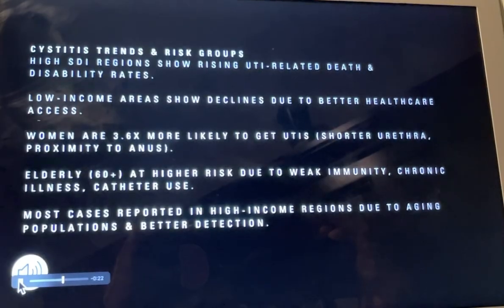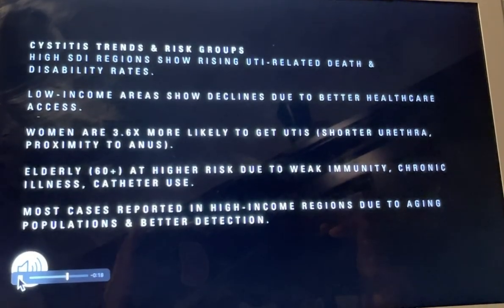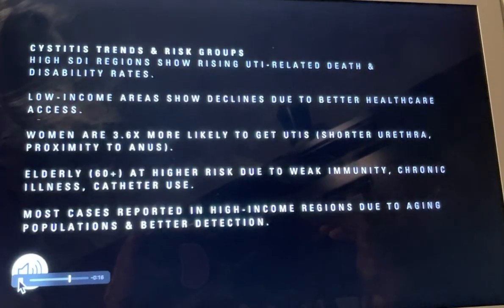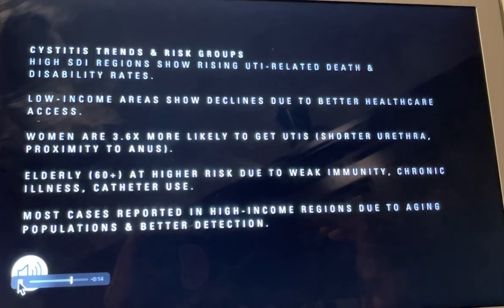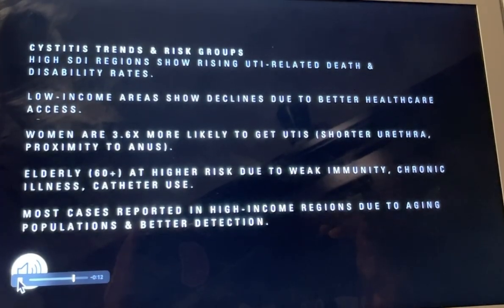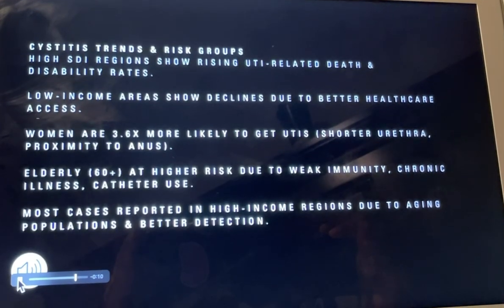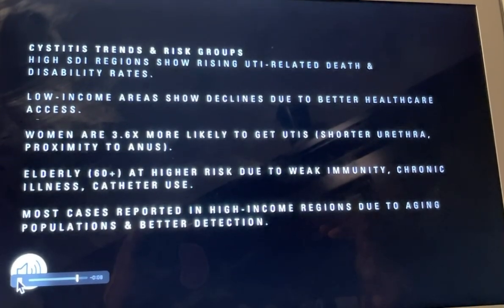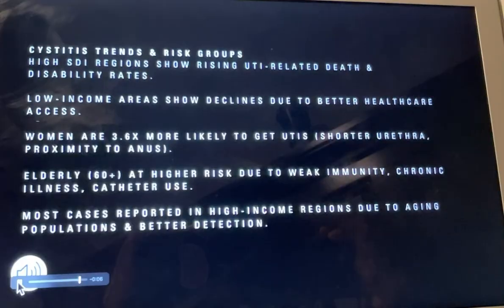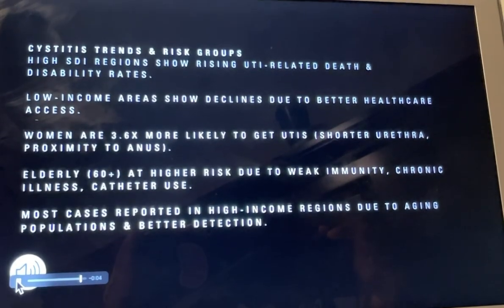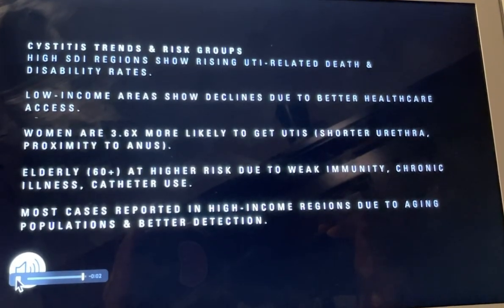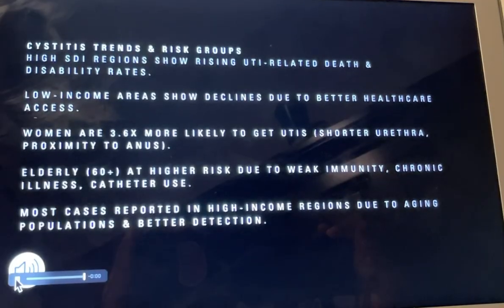In high-income countries, though, there's been a slight bump in reported cases, not necessarily because the infection is more common, but because of better diagnostic practices and an aging population, meaning we're catching the cases earlier and preventing them quicker. And that's good news. Treatment outcomes are better than ever.